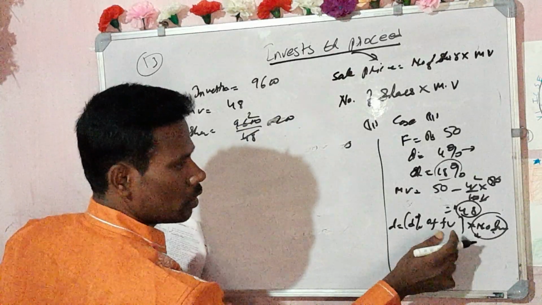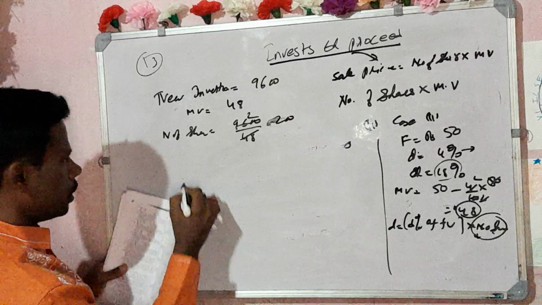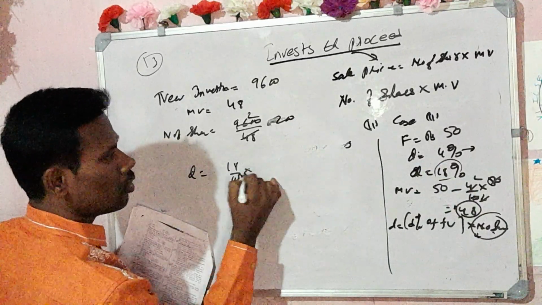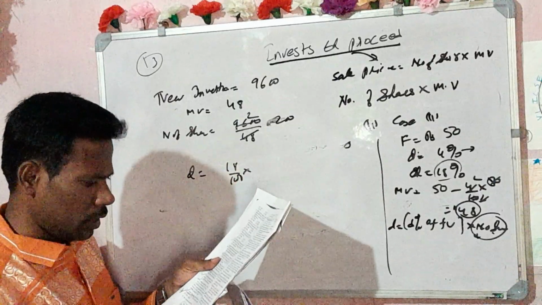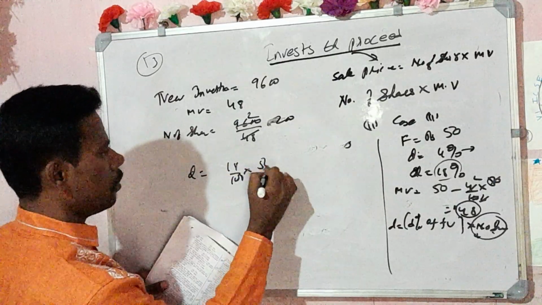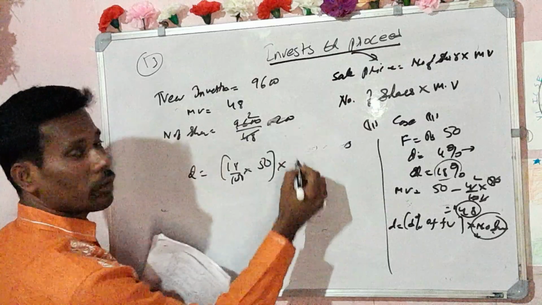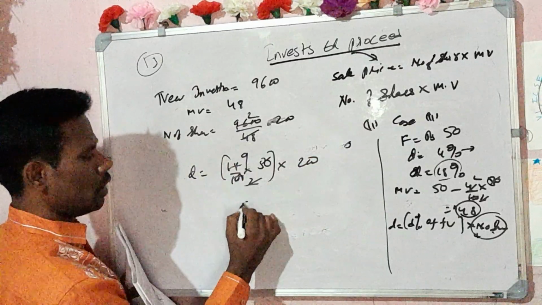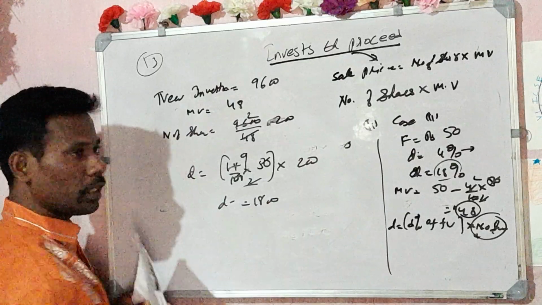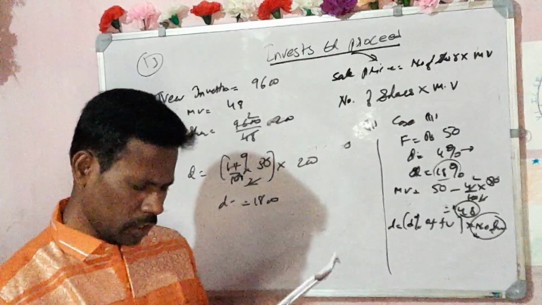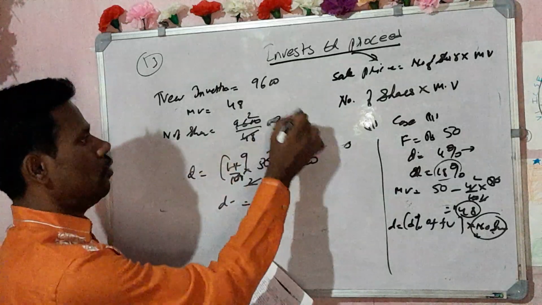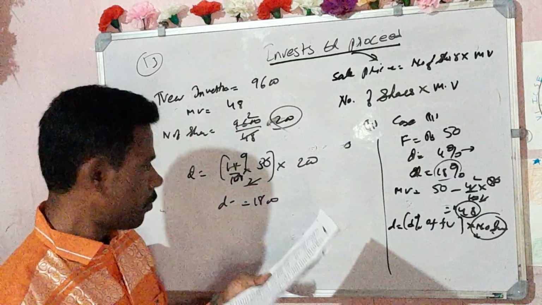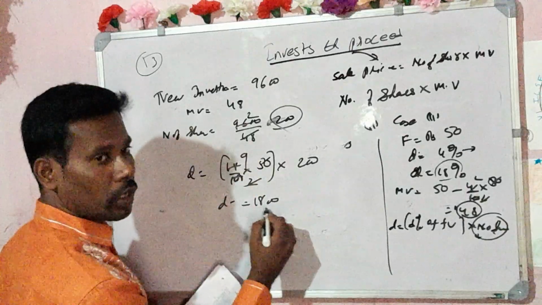Come back to this, right? Dividend is equal to dividend percentage, 18 by 100, into face value. The face value is already given as 50, into number of shares. Just now we found the number of shares is 200. So 18 by 100 into 50 into 200 gives dividend of 1,800. Now what is asked in this? The number of shares he buys is already over: 200, right? Next, the annual dividend from the shares is 1,800.